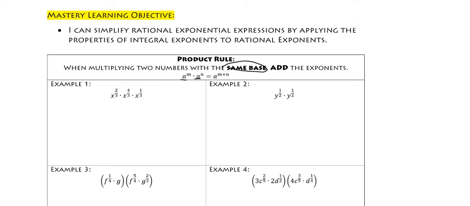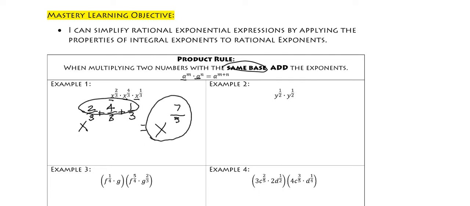So, for example 1, first we see that all of these bases are x's, and it's being multiplied. So that means we can keep the same base, and we're going to add all the exponents. So 2/3 plus 4/3 plus 1/3. Okay, and that will give us x. When you add fractions together, the denominator has to be the same, which it is. So we keep the same denominator of 3, and then we add the numerators. So 2 plus 4 plus 1 is 7. So x to the 7/3 power.